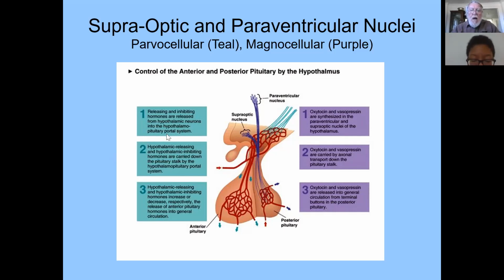into the hypothalamo-hypophyseal portal system, and this hypothalamo-hypophyseal portal system then carries them via the bloodstream into the anterior and intermediate pituitary. And these hormones are basically either releasing or inhibiting, and respectively increase or decrease the release of the pituitary hormone.